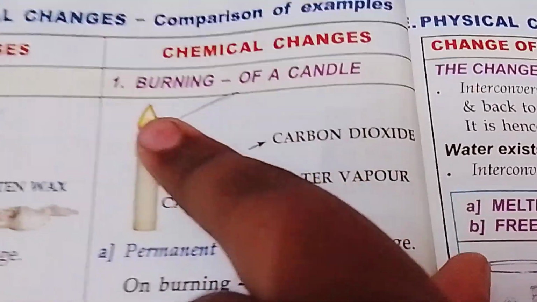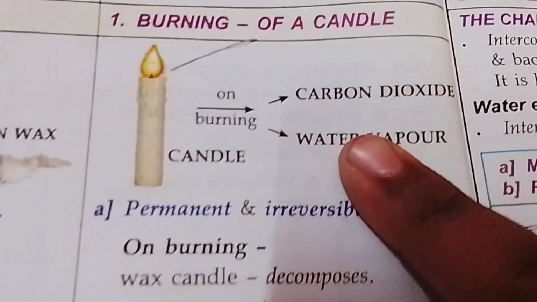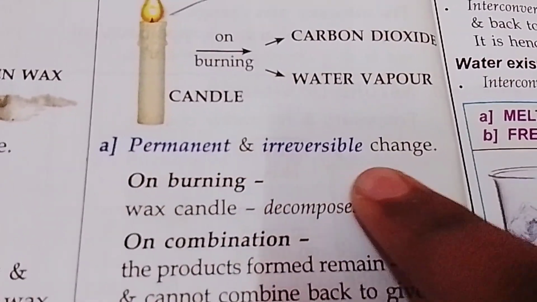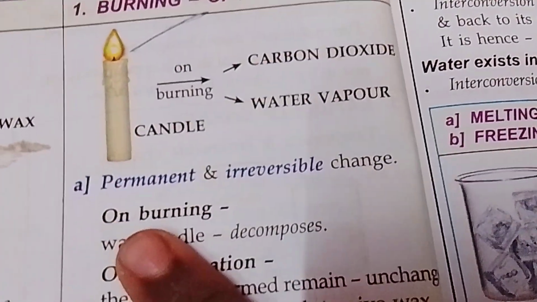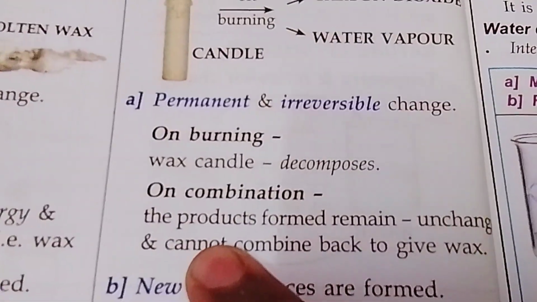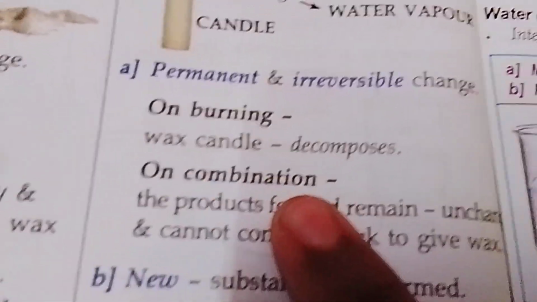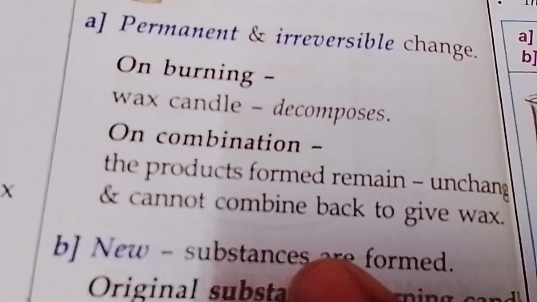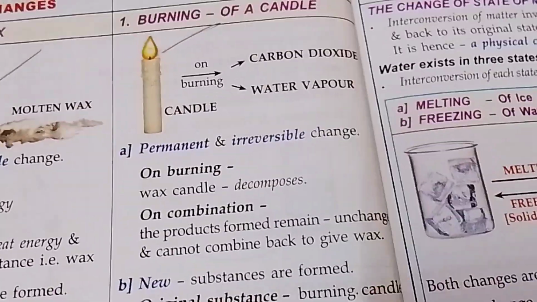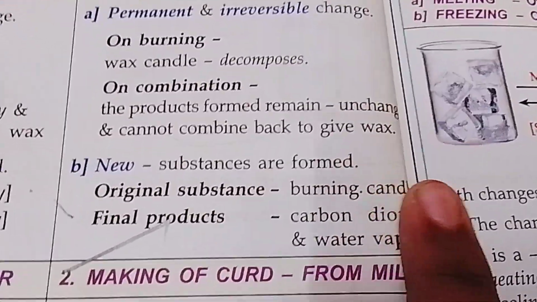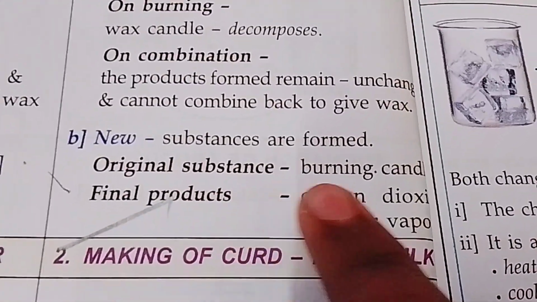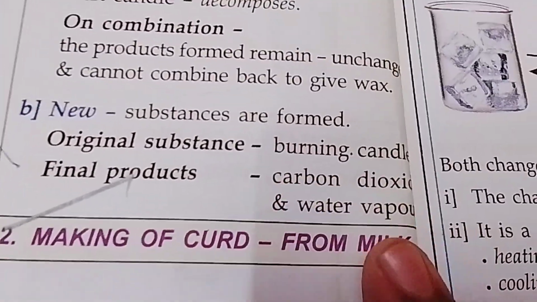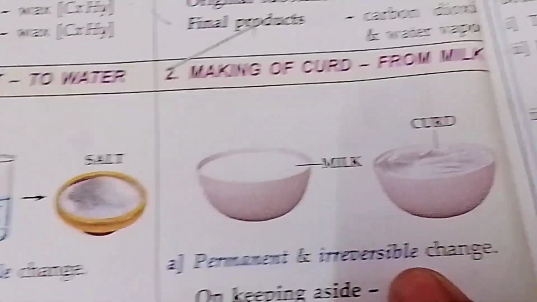Chemical changes. Burning of a candle. Carbon dioxide, water vapor, candle. A permanent and irreversible change. On burning, the wax candle decomposes. The products formed remain unchanged and cannot combine back to give wax. New substances are formed. Original substance, burning candle; final products, carbon dioxide and water vapor.